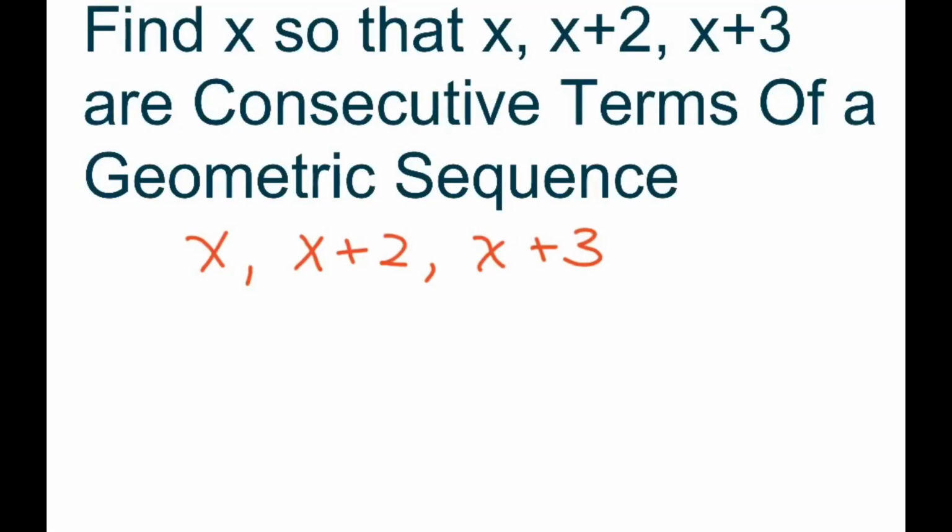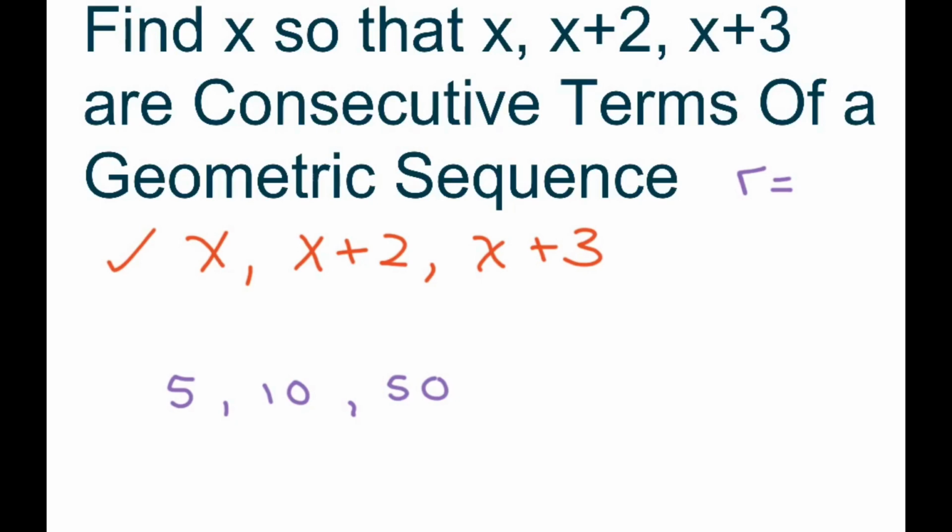Hi everyone, we're going to find x so that x, x plus 2, and x plus 3 are consecutive terms of a geometric sequence. We know geometric sequences have a common ratio. Looking at, let's say, 5, 10, 50, you know that r would be 5.